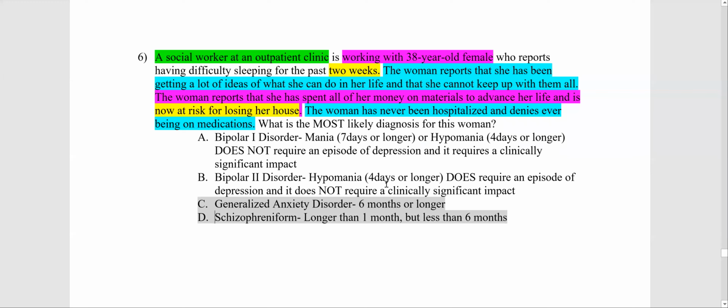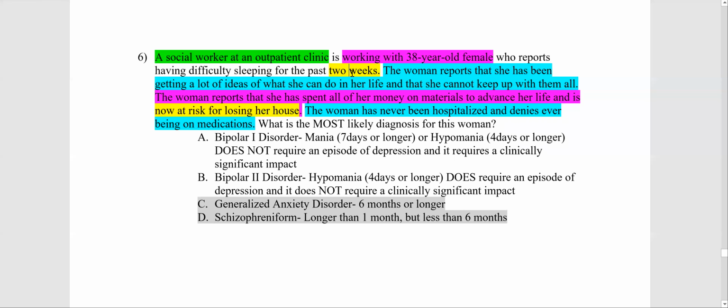So we're looking at bipolar 1 disorder, mania, 7 days or longer, or 1 week or longer, hypomania, 4 days or longer. It does not require an episode of depression, and it requires a clinically significant impact. Or bipolar 2 disorder, hypomania, 4 days or longer. It requires an episode of depression and does not require clinically significant impact.